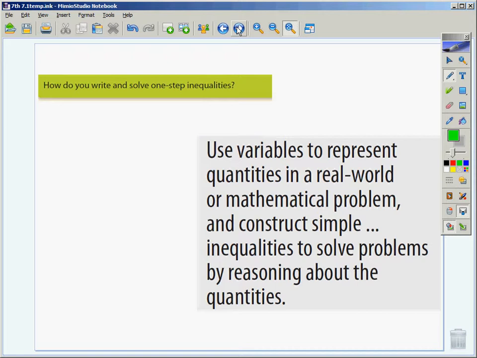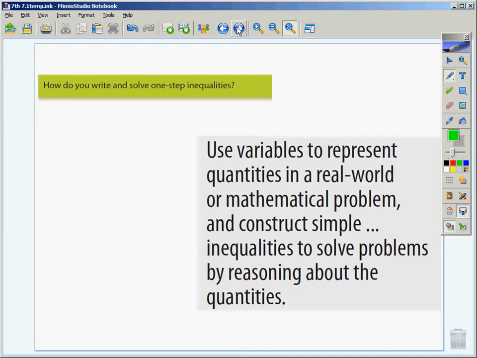And how to write and solve those one-step inequalities. We spent 2 or 3 days working on one-step equations. We're going to spend 2 days working on one-step inequalities. You'll also notice in the corner, that's the Florida Standard. It really is the learning objective for this particular section.